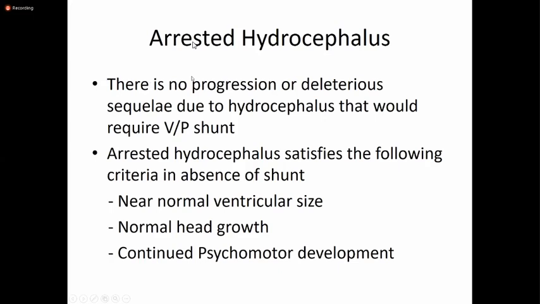So in case of arrested hydrocephalus, it satisfies the following criteria. The ventricular size will be near normal, a little bit larger than the normal ventricular size. The head growth will be normal. There will be continued psychomotor development, and there will be no signs of raised ICP.